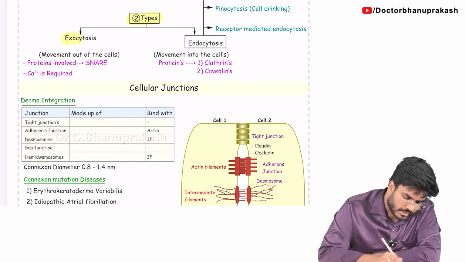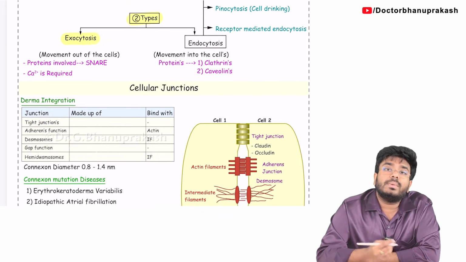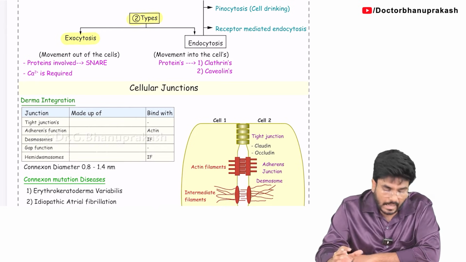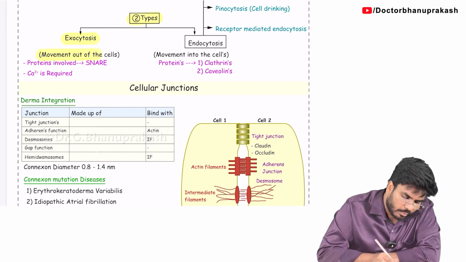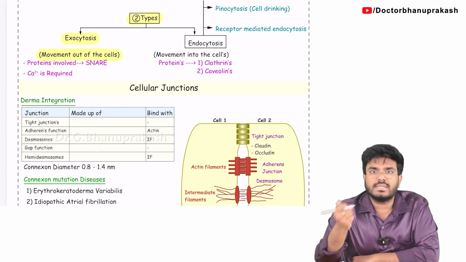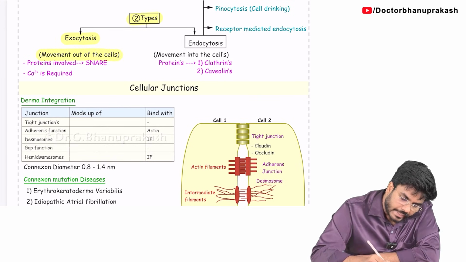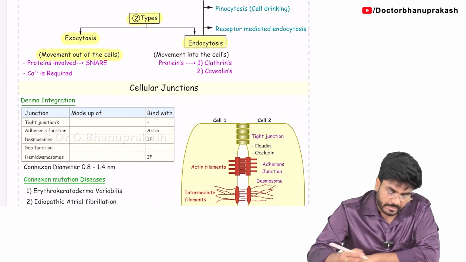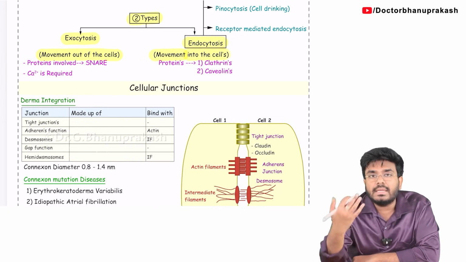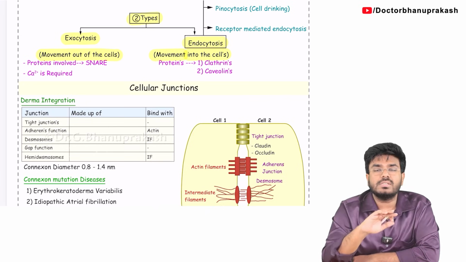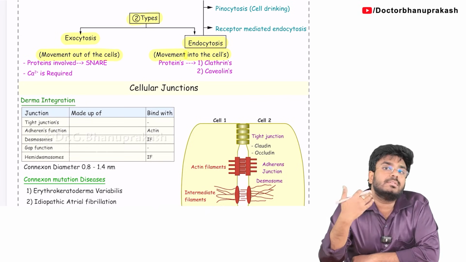One is called exocytosis. Exocytosis means large particles are getting out of the cell in the form of a vesicle. By forming a vesicle, we are moving the substances out of the cell. That's called exocytosis. And then what exactly is endocytosis? Endocytosis means by forming a vesicle, we are moving the substances into the cell. Inward movement is called endocytosis. Outward movement is called exocytosis.